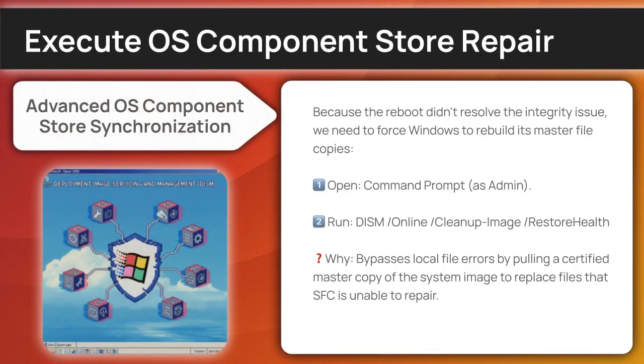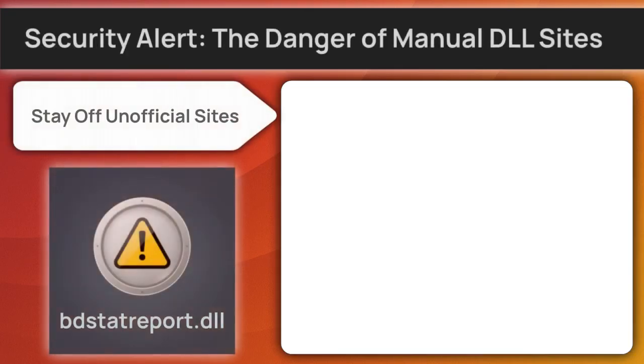Because the reboot didn't resolve the integrity issue, we need to force Windows to rebuild its master file copies. First, open command prompt as admin. Second, you're going to type dism /online /cleanup-image /restorehealth, then hit enter. Why are we doing this? Well, it bypasses local file errors by pulling a certified master copy of the system image to replace files that SFC is unable to repair.